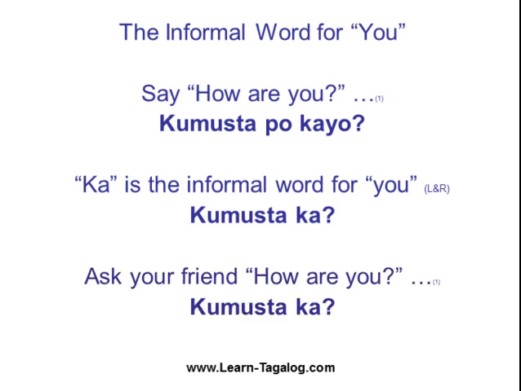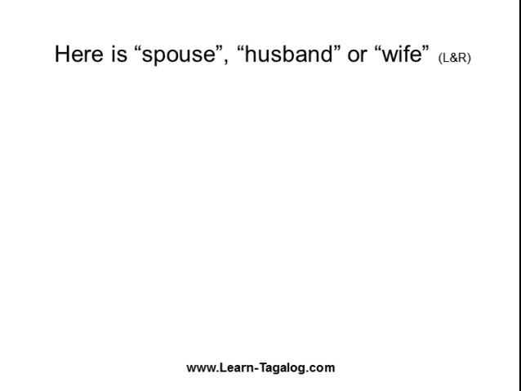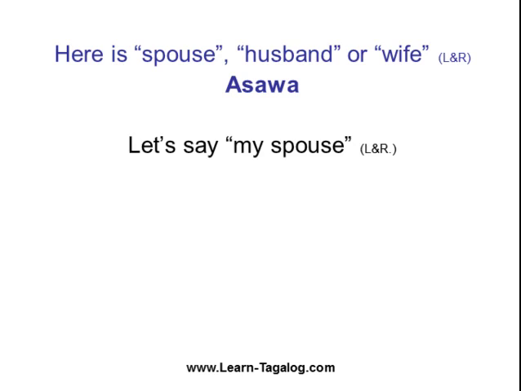Now, here is the word for spouse or husband or wife. It's gender neutral, so it could be either a wife or husband. Or basically in English we would say spouse. Listen and repeat. Asawa. And again. Asawa. Okay. Let's say my spouse. Listen and repeat. Asawa ko.